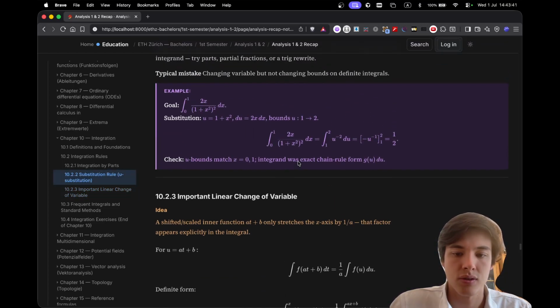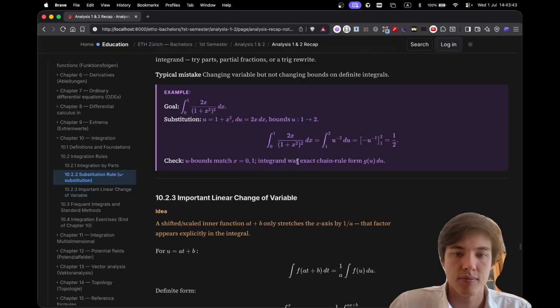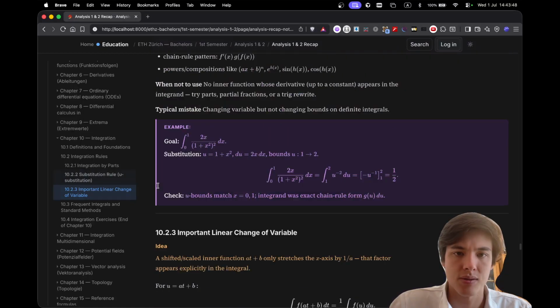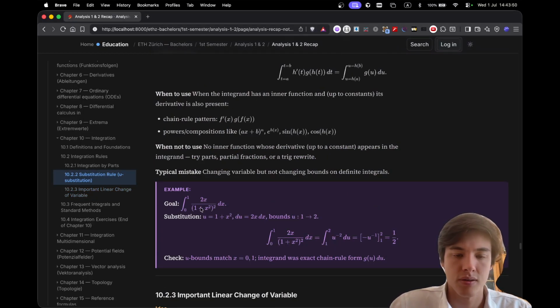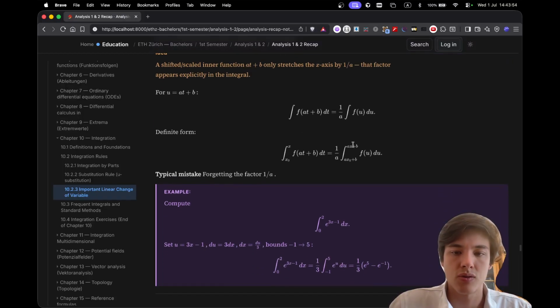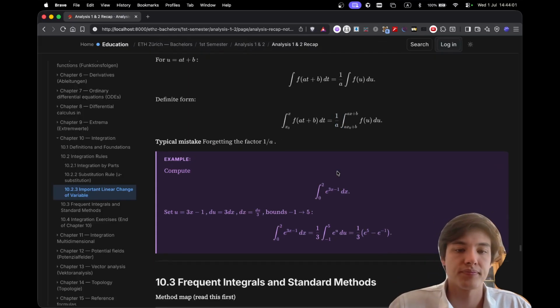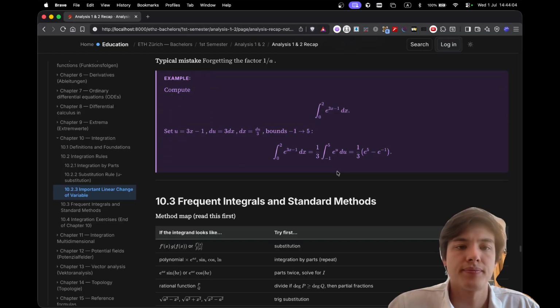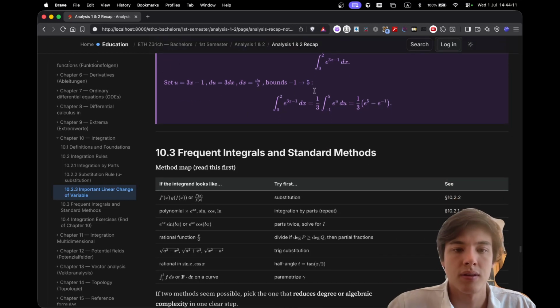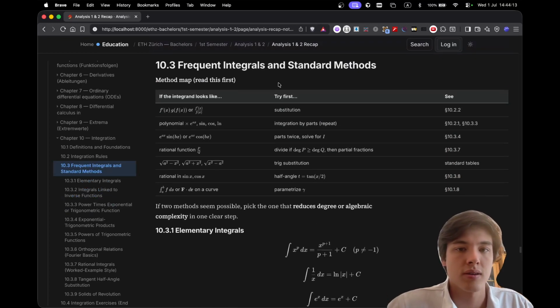We need to, 1 over a. I mean, this is pretty much from here, so I'm not gonna get into it too much. We change the boundaries, and this is the derivative that came out. This is another example. I'm not gonna do it.